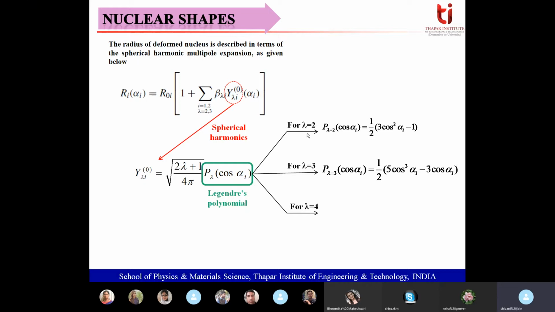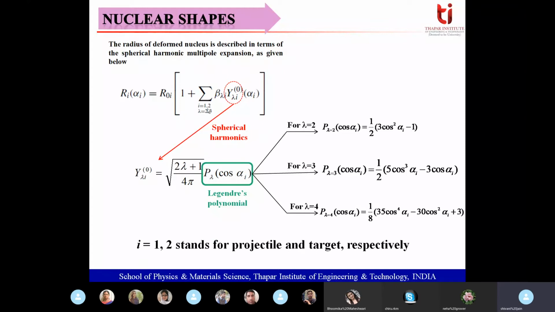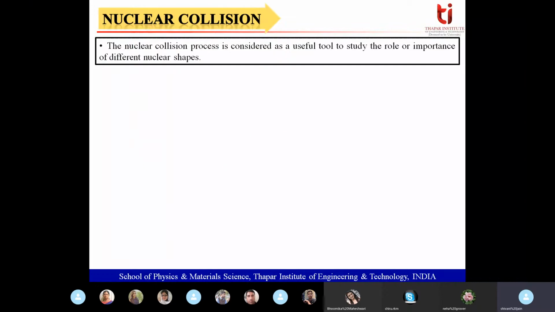For quadrupole, that is for lambda equal to 2, for octupole, lambda equal to 3, and for hexadecapole, lambda equal to 4. Here, i equal to 1, 2 stands for projectile and target respectively.